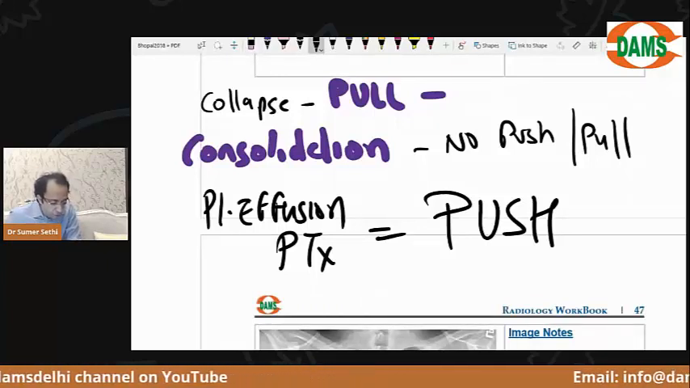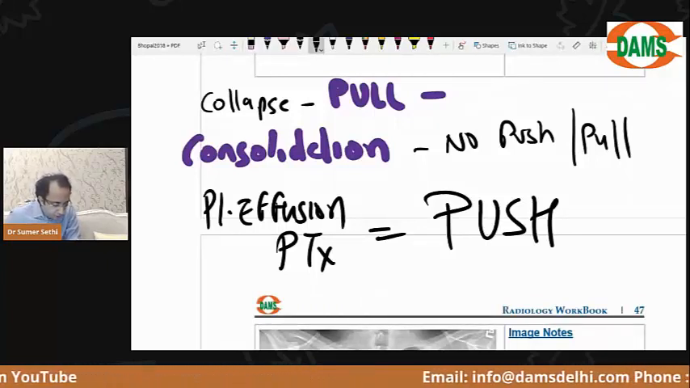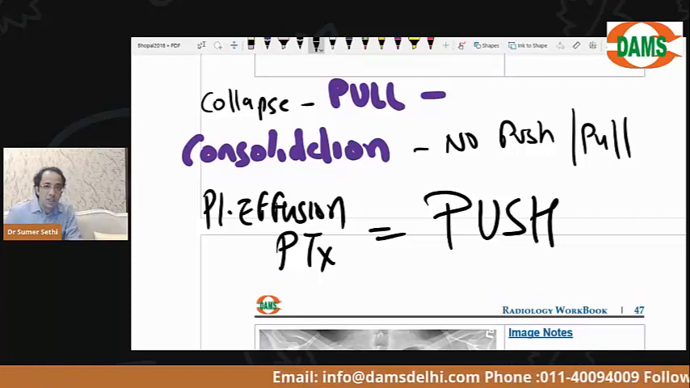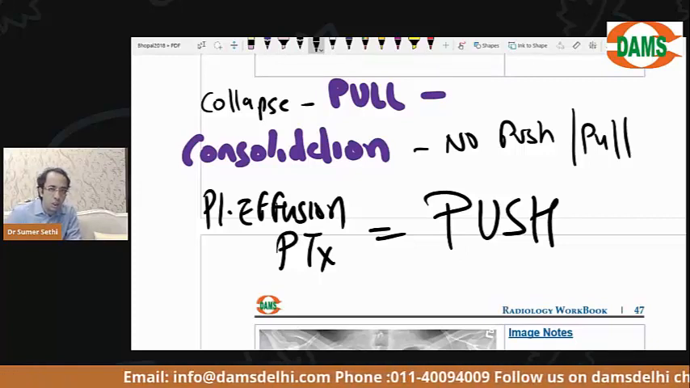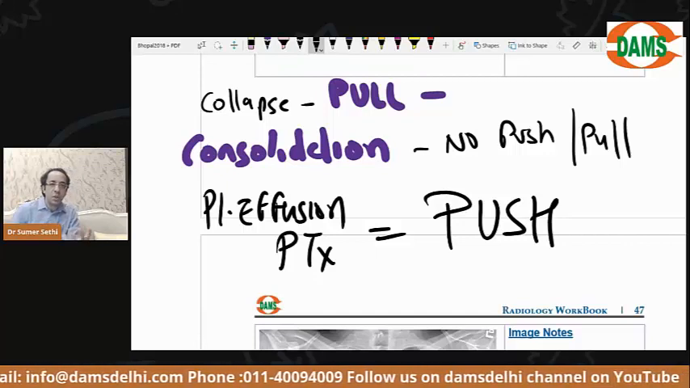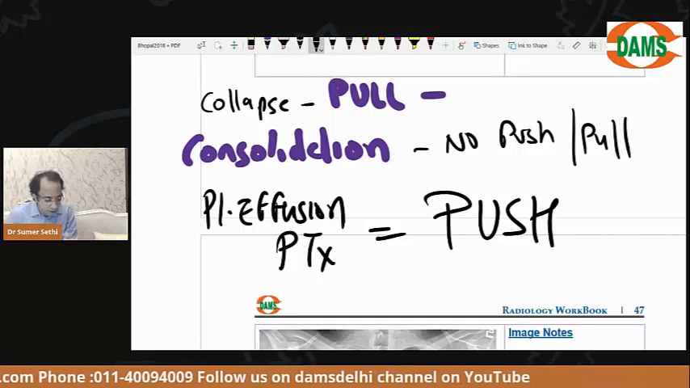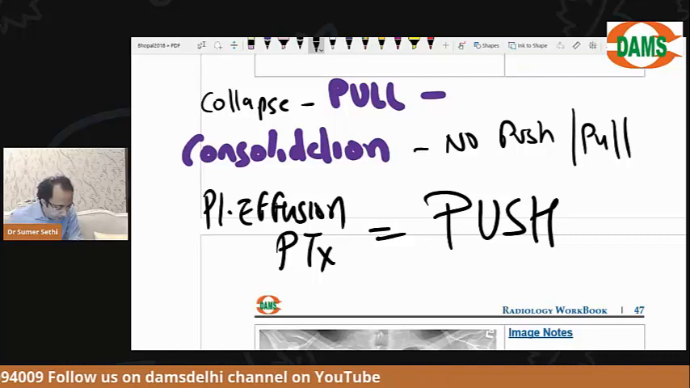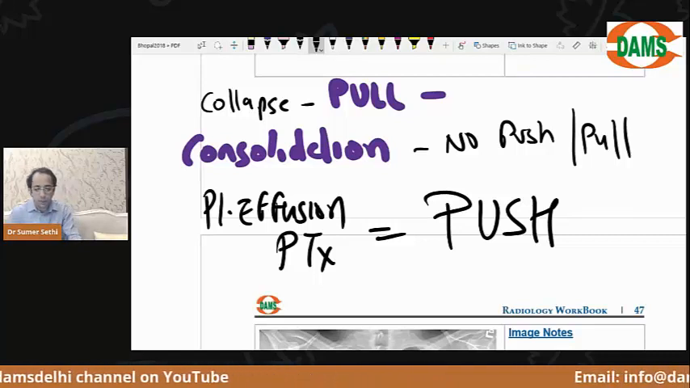बेटा प्लूरल इफ्यूजन में, I think आपने नहीं देखा, जब plura में पानी भर जाएगा तो underlying lung को क्या होगा? That will get collapsed. So that is called a compressive or a passive collapse. Okay. Everybody understands? Okay. Now, once you're clear.